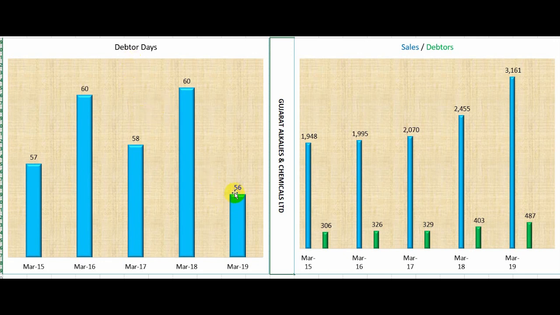possible from its customers. So individually, if you look at March 19 data, the total sales of 2019 were 3,161 crores, against which the company had to collect 487 crores of payment from its customers. So to calculate the debtor days, we divide 487 by 3161 and multiply by 365 days. So that gives us number of days the company is taking to collect payment from the customers.